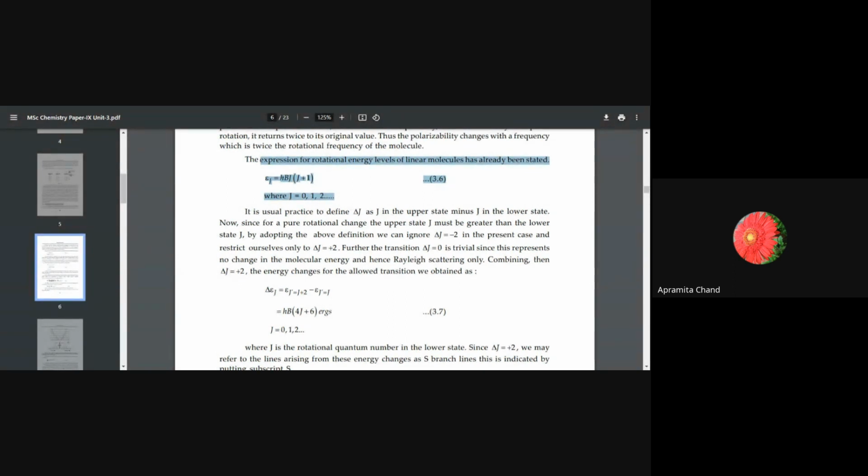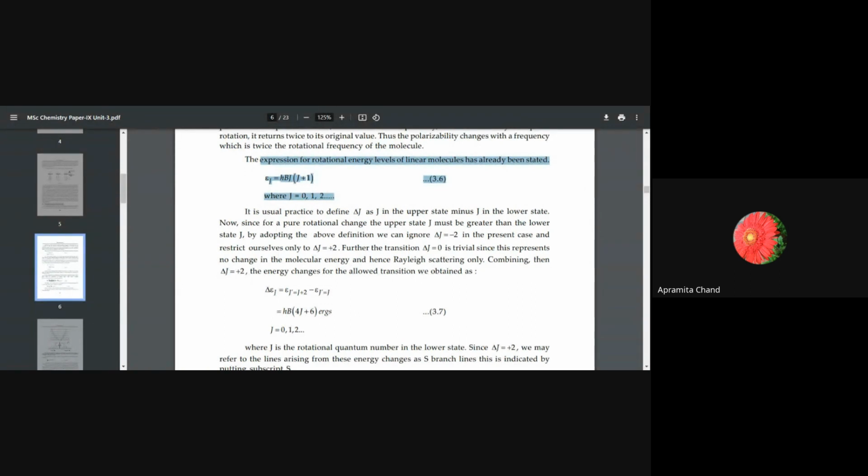Okay, now we can write the delta Ej. Suppose J is a particular level and J plus 2 is another level. Now the allowed transitions will be only between J and J plus 2 according to the selection rule, delta J is equal to plus or minus 2. Let us ignore the minus 2 and see only delta J is equal to plus 2.